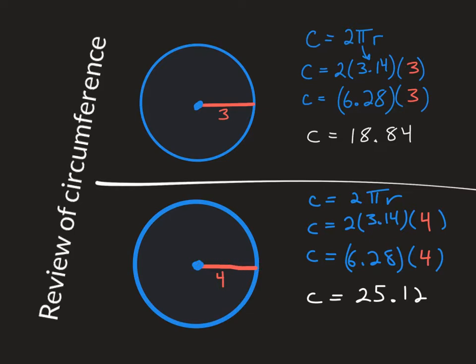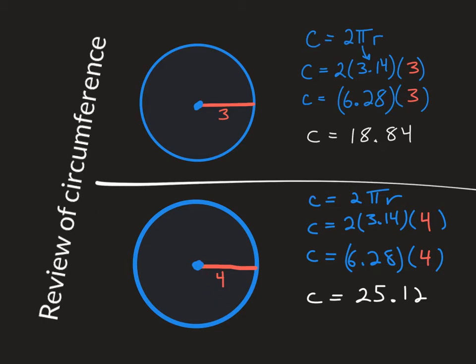Now, it could be measured to any point on the circle. So the radius, for example, on the second circle is 4, from the center to the outside, anywhere on the circle. From the center to anywhere on the circle is always going to be 4.